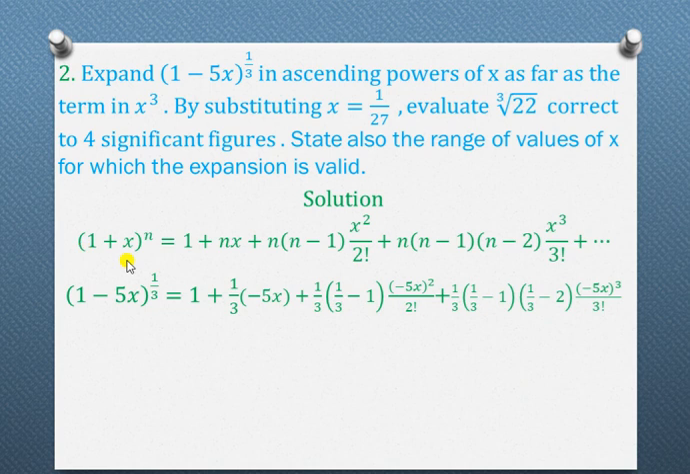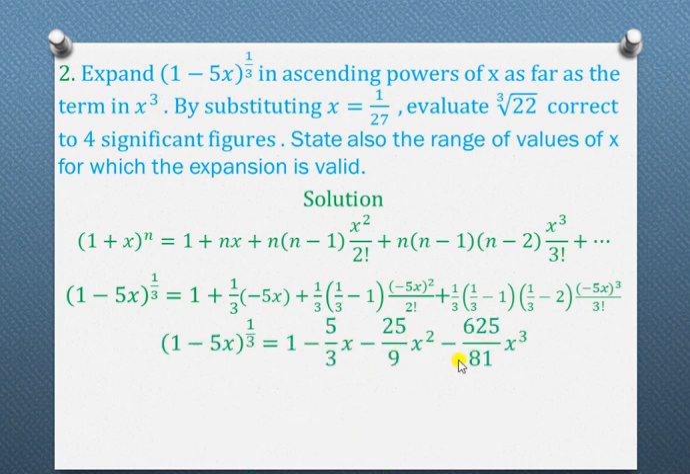When you compare this again with what we have been given, you realize n corresponds to a third, but x that we have here corresponds to negative 5x. So it means wherever you see x, we shall substitute negative 5x, and wherever you see n, we shall substitute a third. So that is what happened in this expression. And remember, they told you to remain at x cubed. That is why we have ended here at x cubed. From that point, simply work out all these constants and come up with your expansion in terms of x. And that is what will be your answer.